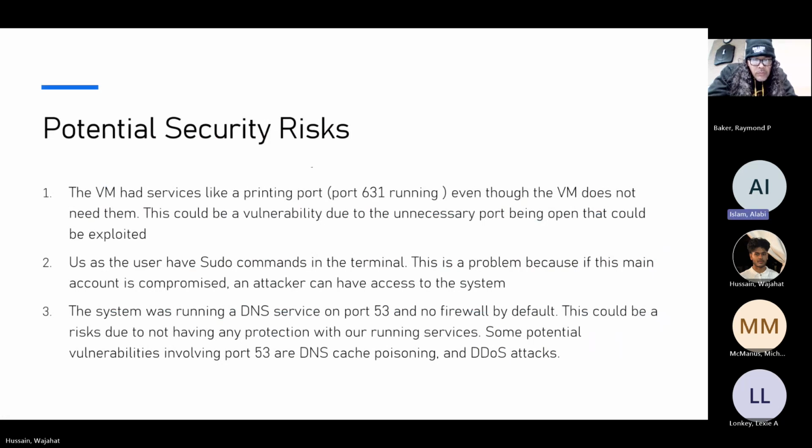The system was running a DNS service on port 53 and no firewall by default. This could be a risk due to not having any protection while running services. Some potential vulnerabilities involving port 53 are DNS cache poisoning and DDoS attacks.